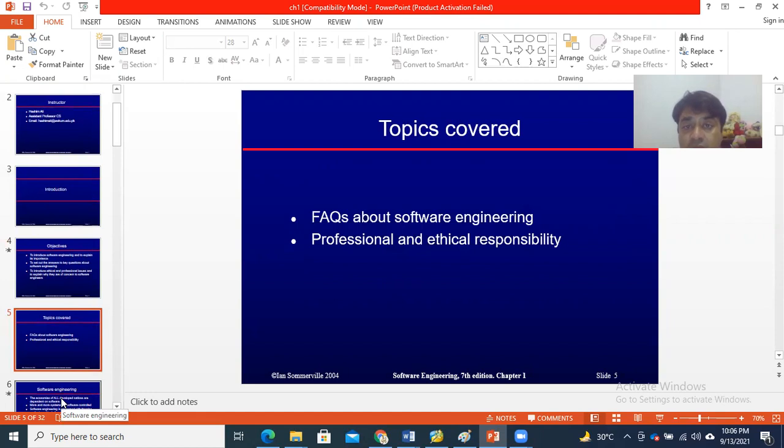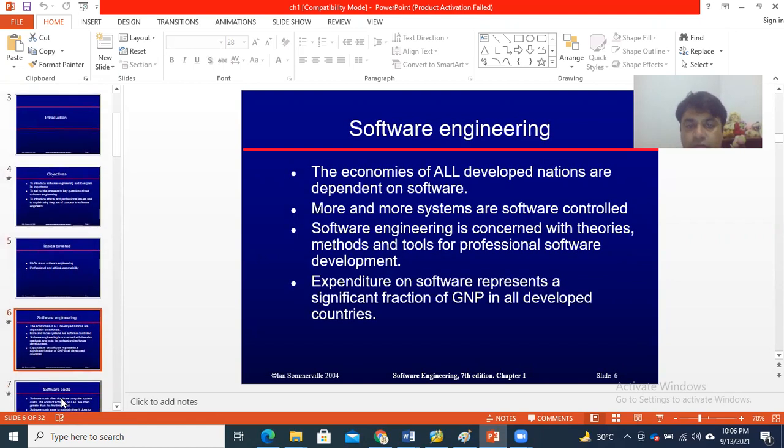So these are the objectives, and the topics which we are going to cover are frequently asked questions about software engineering, and then we will discuss the professional and ethical responsibilities. We will start with the importance of software engineering.